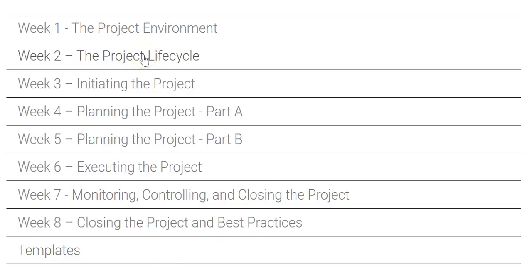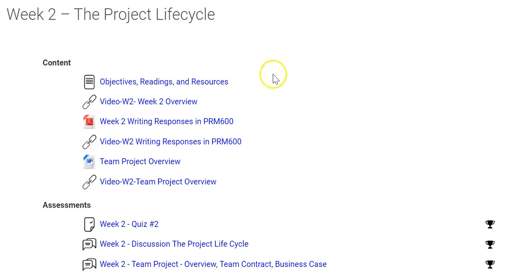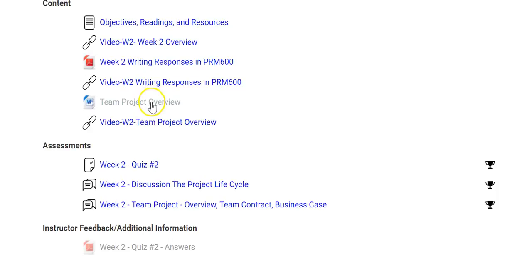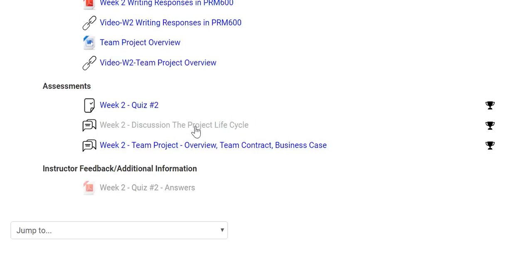So let's say that this is you and you want to just walk through this. Open up week 2, the project life cycle. Read the information in the team project overview document and watch the video for the team project overview if you haven't already done so. Then go to week 2 discussion, the project life cycle. Week 2 team project overview, team contract business case.